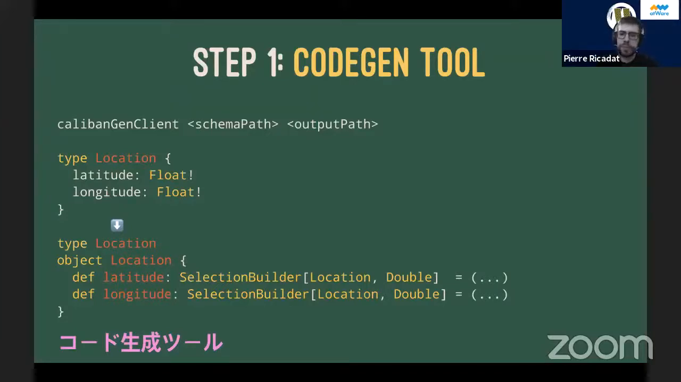Pretty simple. You just have to run this line, and it might generate thousands of lines of code if it's a very big API. Here I put a little example. You have a GraphQL type called location with latitude and longitude, two fields. For that, it's going to generate a Scala type location with an object and then a helper method for each field. I'm going to show how to use it in the next slide.